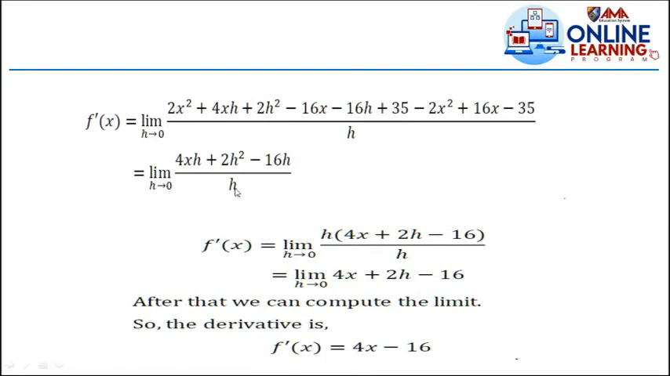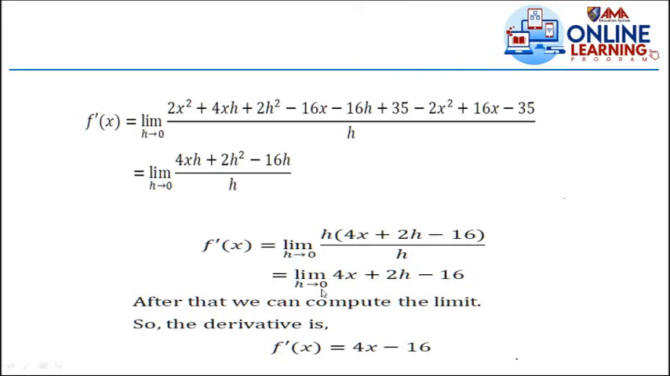Divided by h po siya, as h approaches 0. Okay? So next, h is common to all the terms, no? So we're going to have that one as our common monomial factor. So h by 4x, we have 4xh, h by 2h, 2h squared, h by 16, we have 16h, all over h po siya, as h approaches 0. So by this time, h, we're going to cancel. What's left will be 4x plus 2h minus 16.